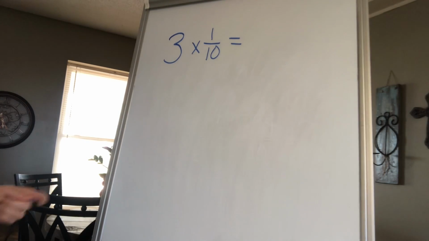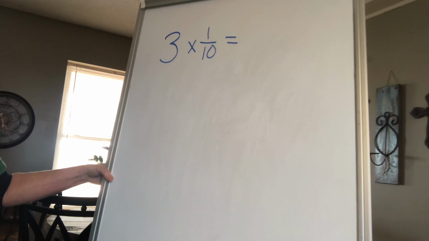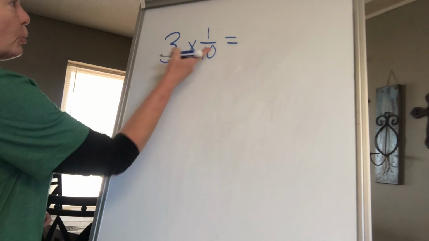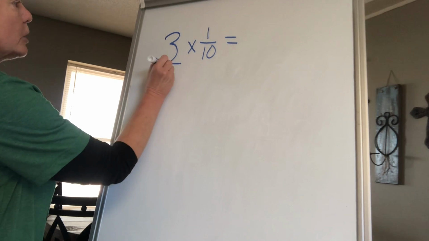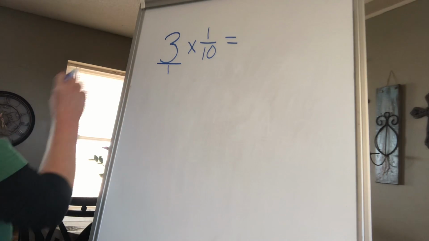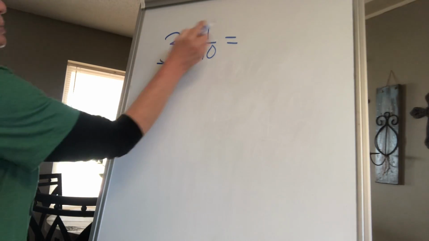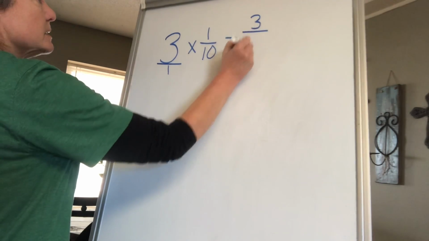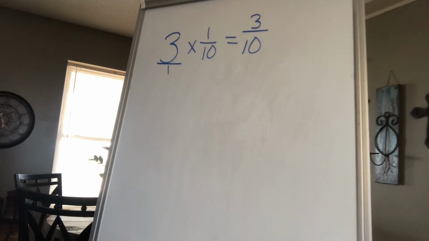Okay, so we said it really doesn't matter what order you multiply in. So if we go ahead and calculate this one out, we have 1/10 3 times, but we know we would put this over 1. And so then we would multiply straight across. 3 times 1 is 3. 1 times 10 is 10. So our answer on the first one is 3/10.